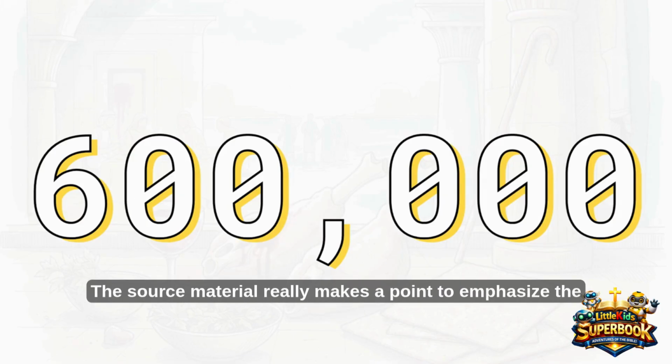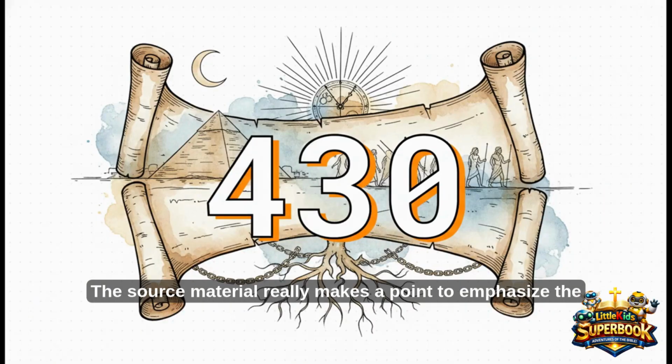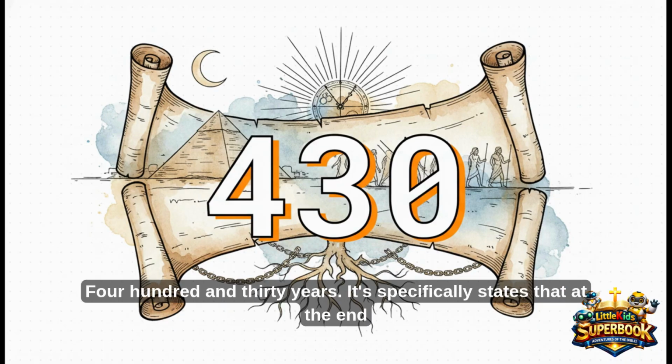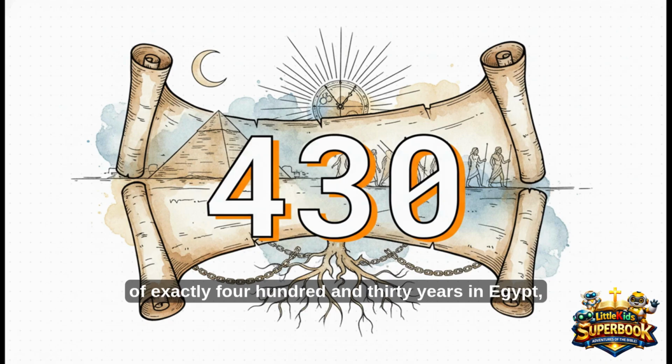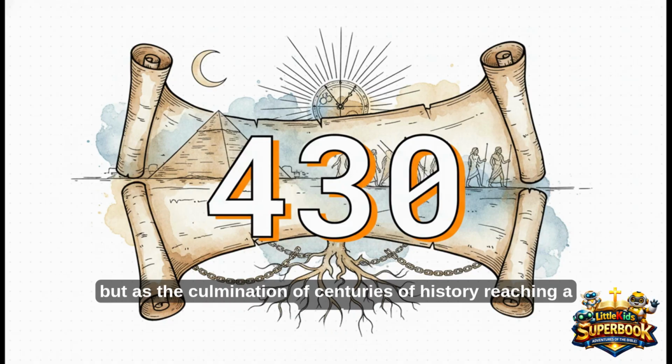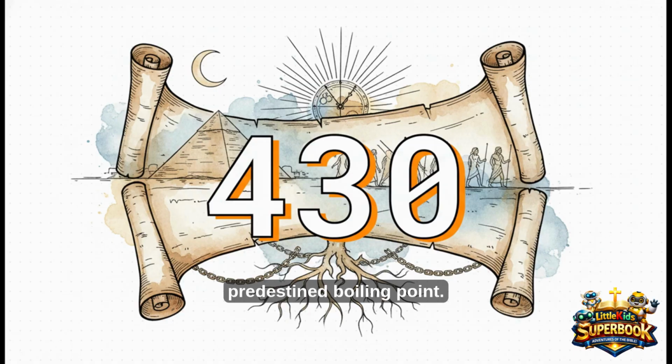The source material really makes a point to emphasize the profound historical weight of this exact moment. 430 years. It specifically states that at the end of exactly 430 years in Egypt, to the very day, all the Lord's divisions left. It frames this midnight escape not just as some random, chaotic occurrence, but as the culmination of centuries of history reaching a precise, predestined boiling point.